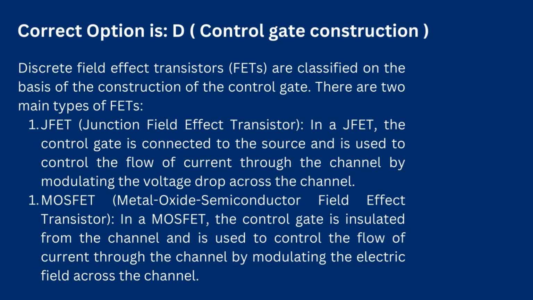Discrete field effect transistors (FETs) are classified on the basis of construction of the control gate. There are 2 main types of FETs. First, JFET, junction field effect transistor. In a JFET, the control gate is connected to the source and is used to control the flow of current through the channel by modulating the voltage drop across the channel.